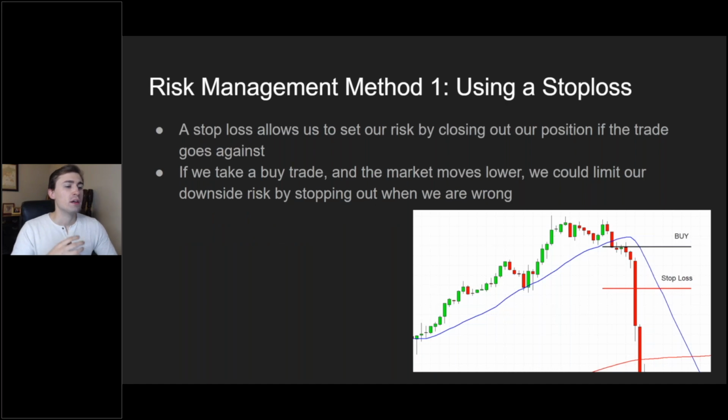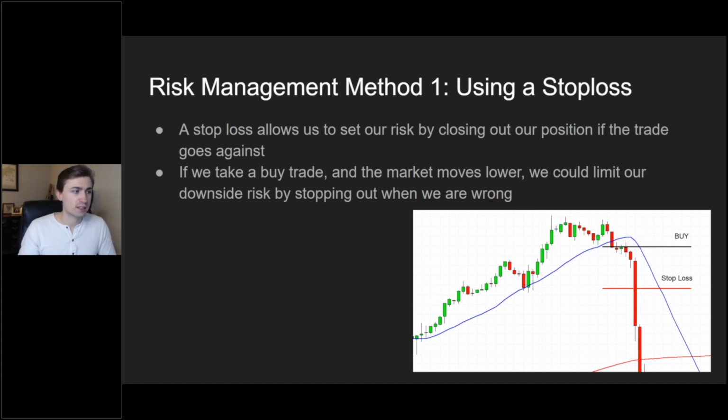So a couple different ways that we can manage risk. There's more than one. So believe it or not, it's not just put a stop loss in your trade. Yes, that is important, but there's more to it. A stop loss allows us to set our risk by closing out of our positions if the trade goes against us, okay? So in the picture that you're seeing here, hopefully you can see that completely. The buy trade is entered, and sure enough, the market, which was in a nice uptrend, completely falls apart and starts trending the other direction.